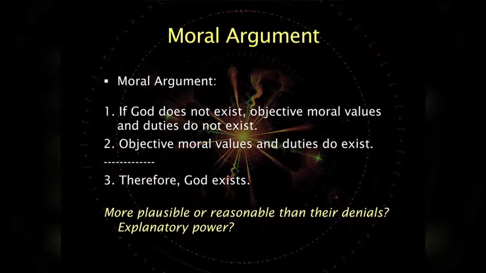Premise number one: if God does not exist, objective moral values and duties do not exist. Premise number two: objective moral values and duties do exist. We think what Hitler did to the Jews was wrong. Therefore, the conclusion is: God exists.